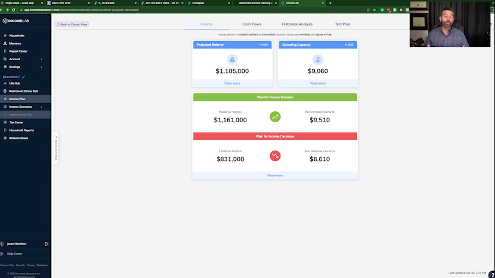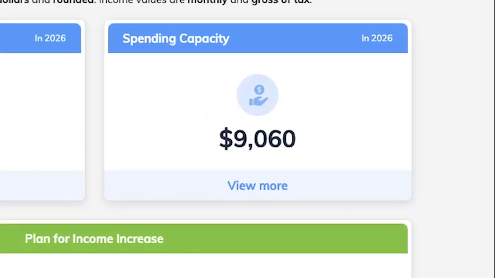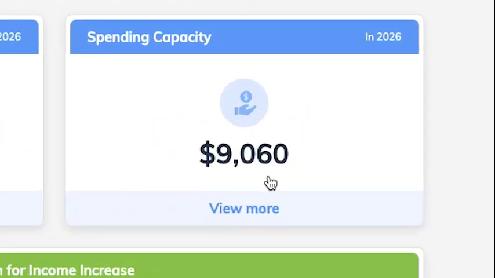And now there are tools available that are much more advanced that are going to allow us to give a specific number that Bob and Jill can spend. And if they don't need to spend this much, great. But as long as they stay under this number, then we know they're going to stay on track long term. So in this case, Bob and Jill can spend about $9,060 a month today. I should say when they retire.